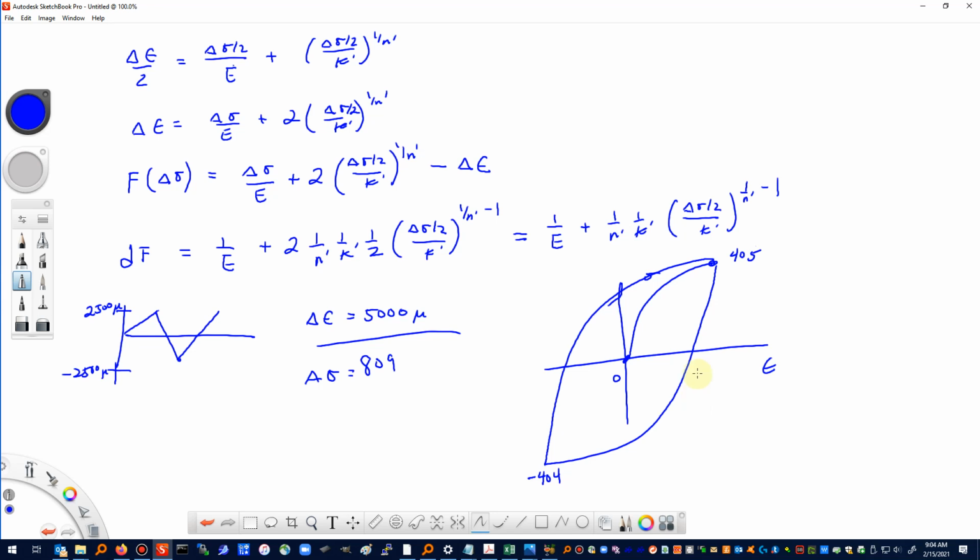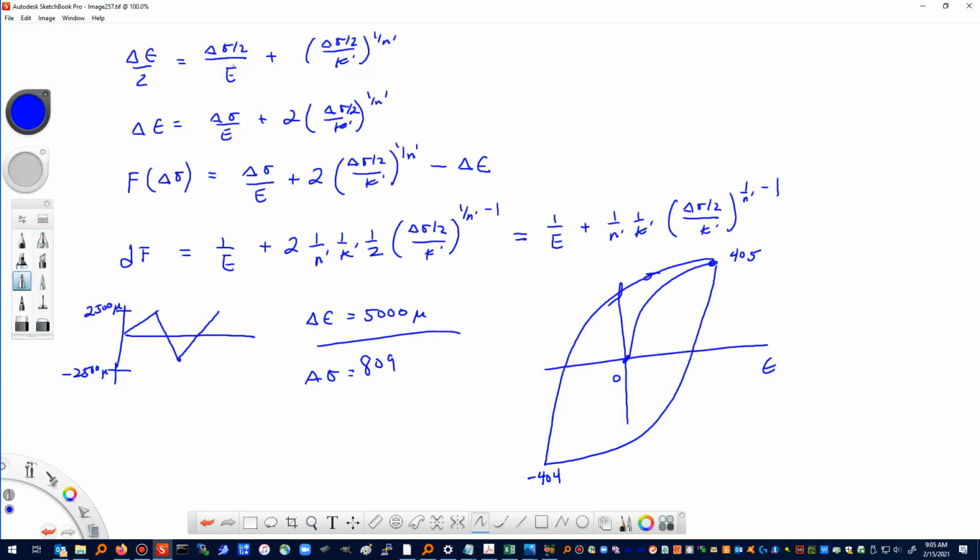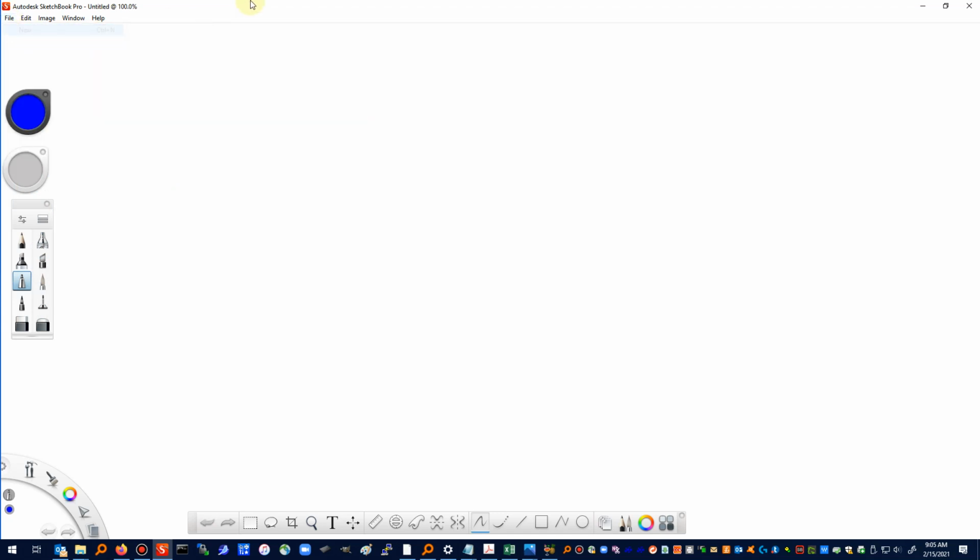All right, there's one last one I want to talk about, and that is the strain life equation and its variants. Okay, so let's write out the strain life equation.